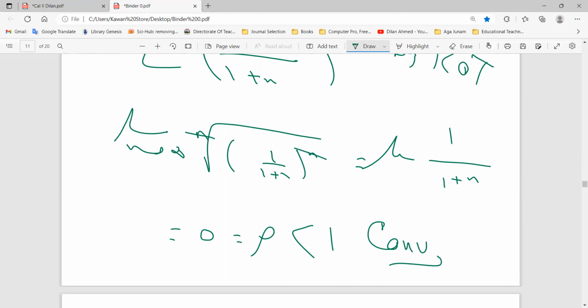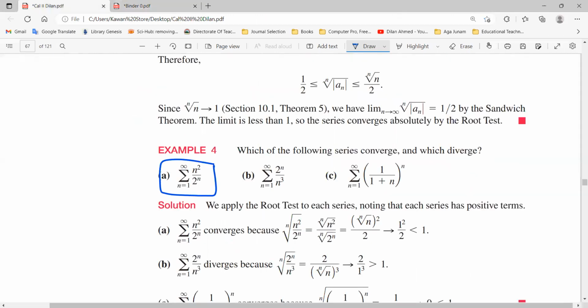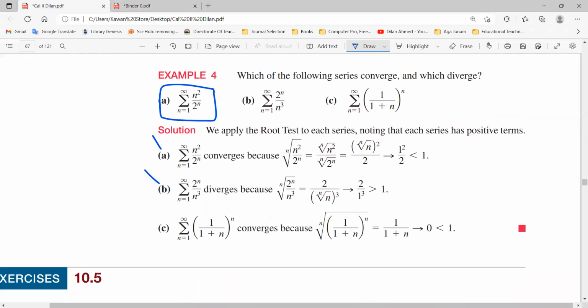Understood? Easier. So here are these three, they are very important, and look at them. Converge, diverge, converge, because.